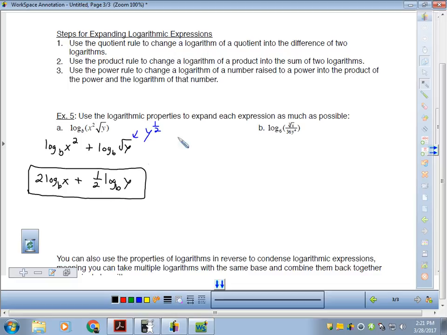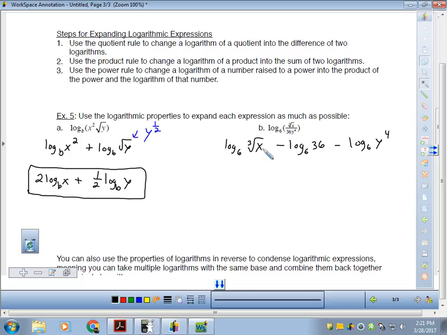All right, letter B is a little more complicated. We have log base 6 of the cube root of x over 36 y to the 4th. So first step is use the quotient rule. Do we have anything being divided? We actually have 2 things being divided. We have a 36 getting divided and a y to the 4th getting divided. So we're going to need to change this into a subtraction. So we'll have log base 6 of the cube root of x minus log base 6 of 36 minus log base 6 of y to the 4th. I did separate these because since they're both being divided, they're both going to be a subtraction.